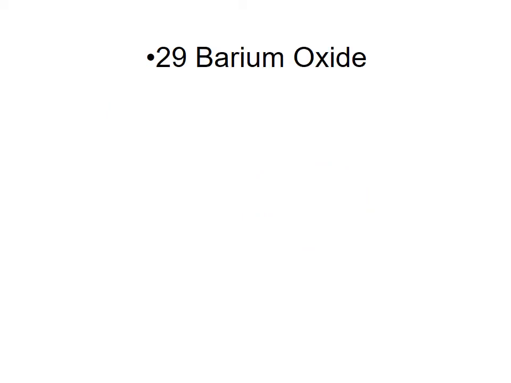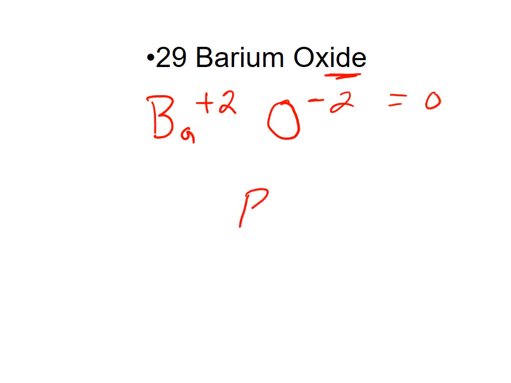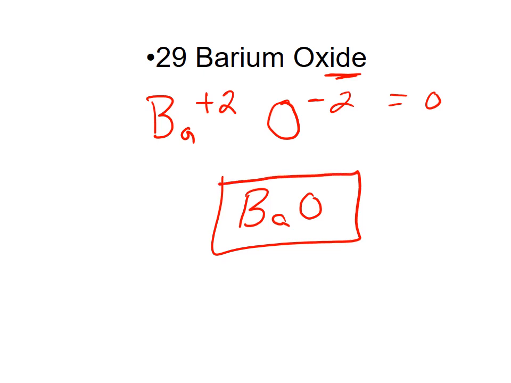29, barium oxide. Barium is Ba. That would be, I believe, barium is plus 2. Oxide, the "ide" ending means oxygen, the element, so that would be O. It's minus 2. They add to 0, so we just put them together. BaO. Barium oxide.